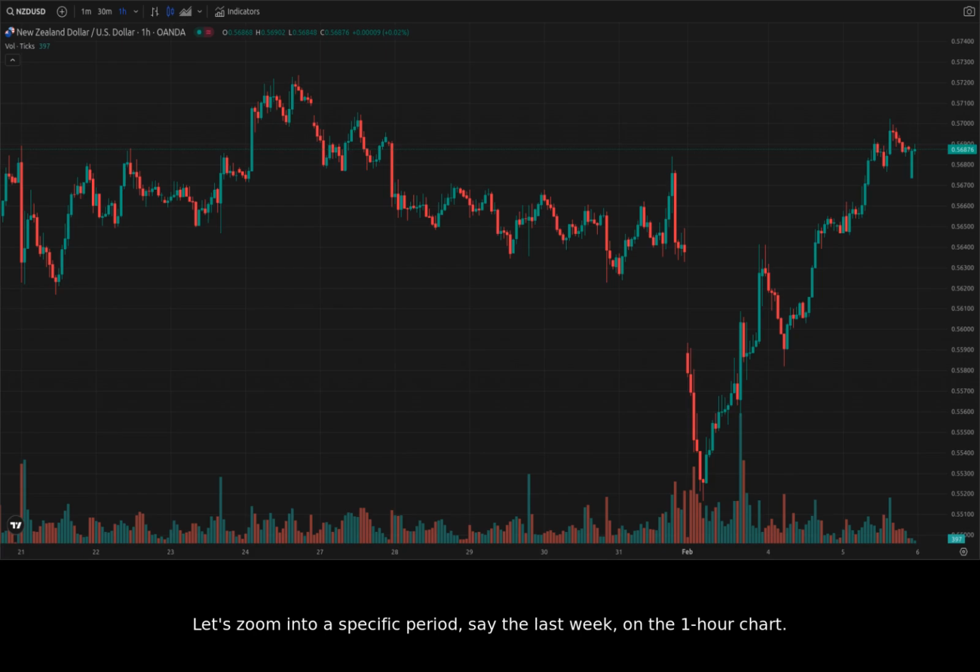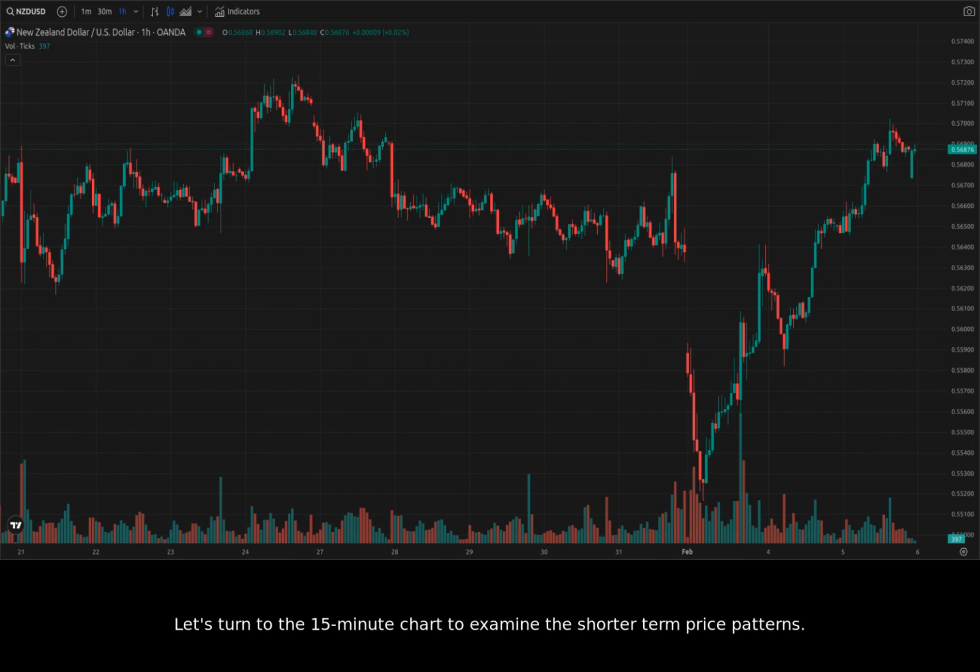Let's zoom into a specific period, say the last week, on the 1-hour chart. Here, we can observe some consolidation and identify resistance levels. Potential support levels could be observed at 0.598, followed by 0.595 and 0.592. We're watching for a decisive break above the resistance level of 0.605 on the 1-hour chart. This could signal a more sustained upward trend, reinforcing the bullish signal.